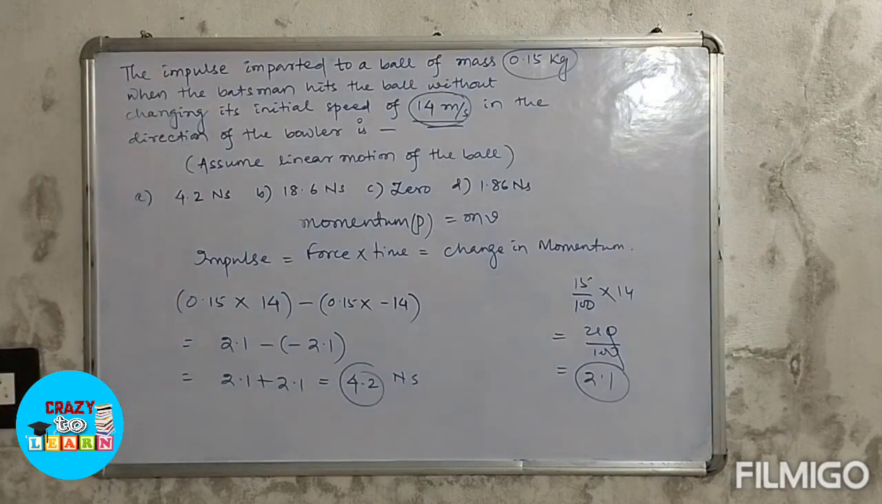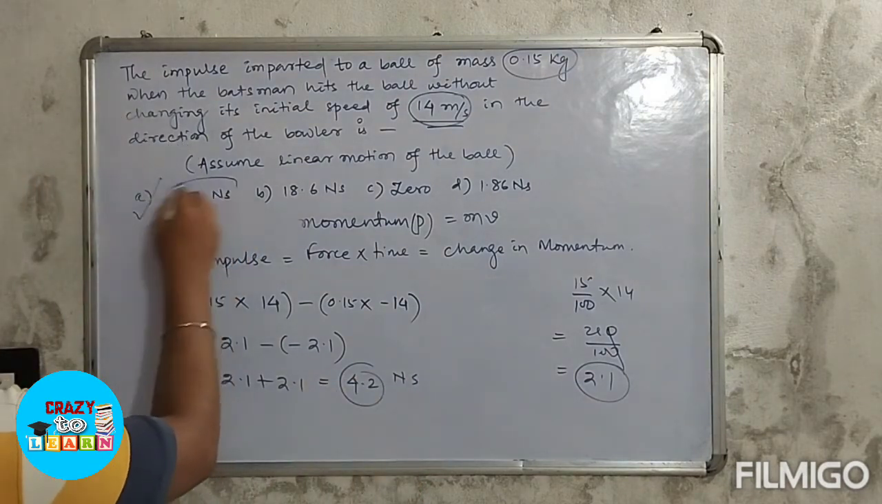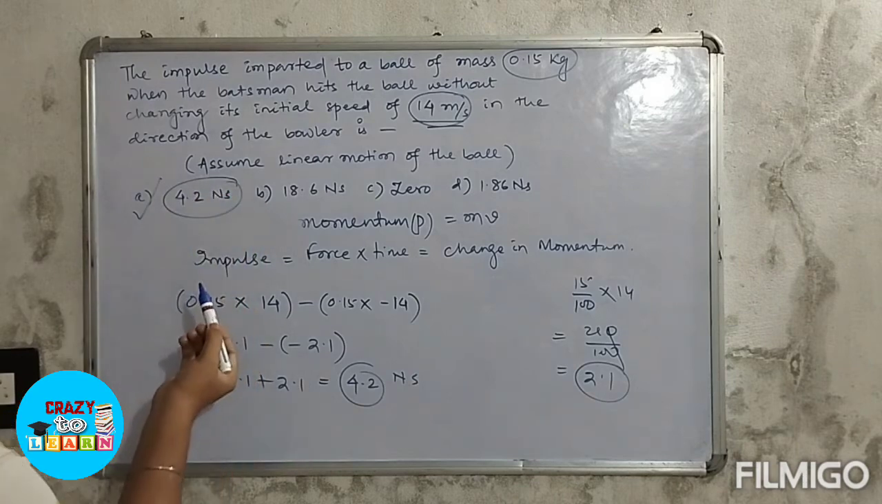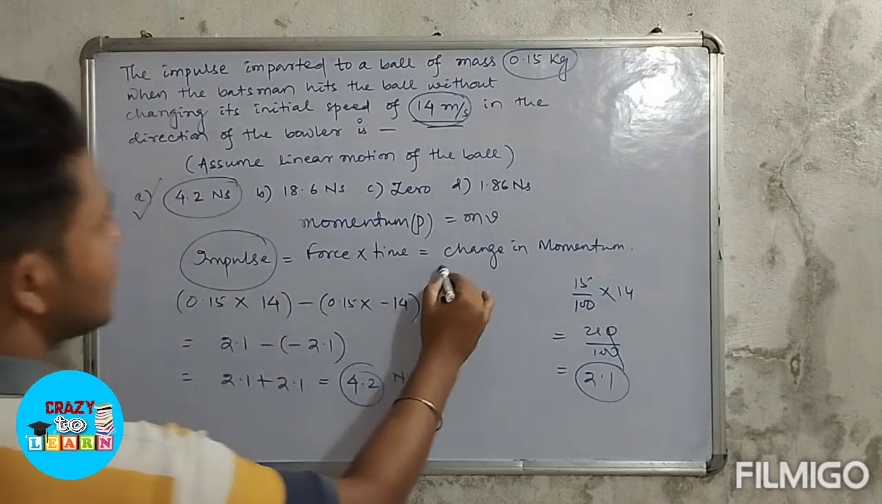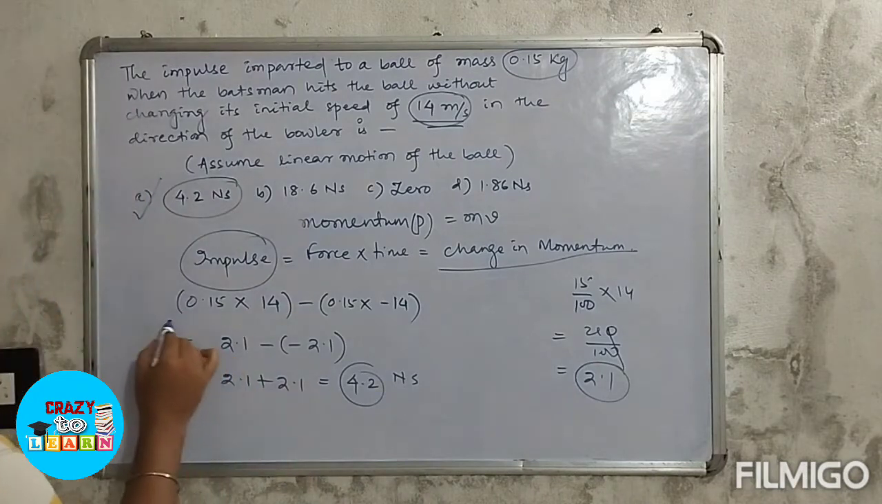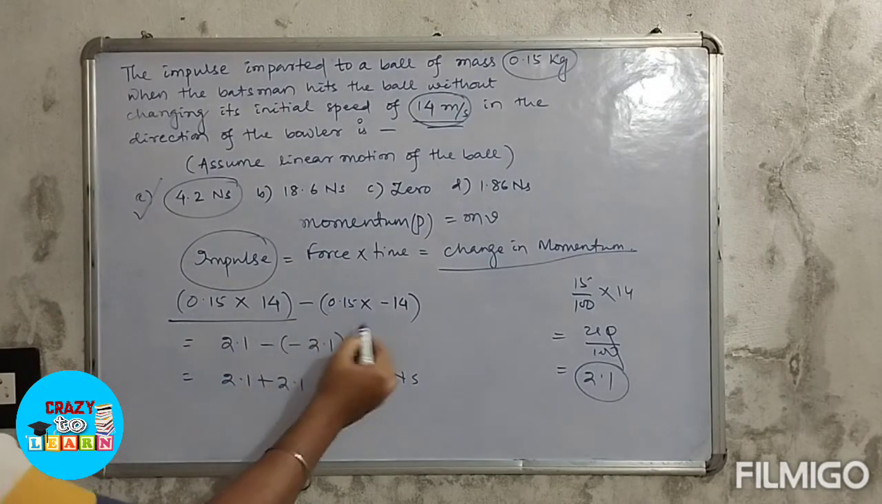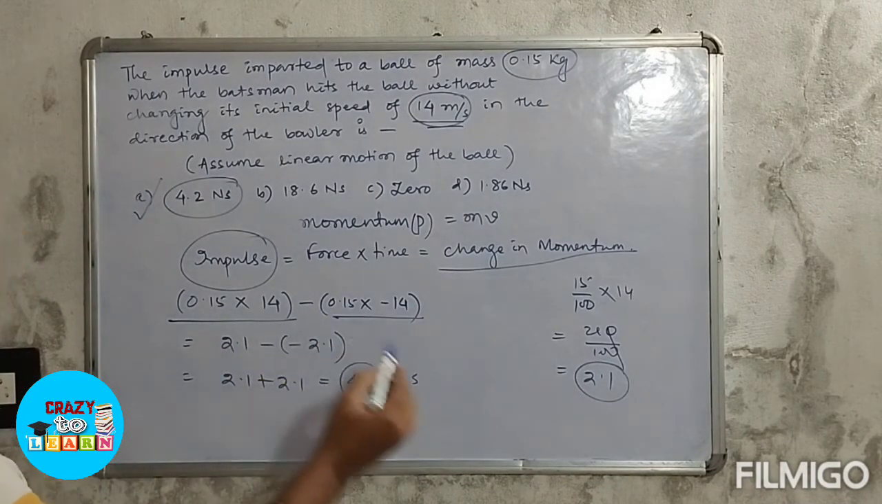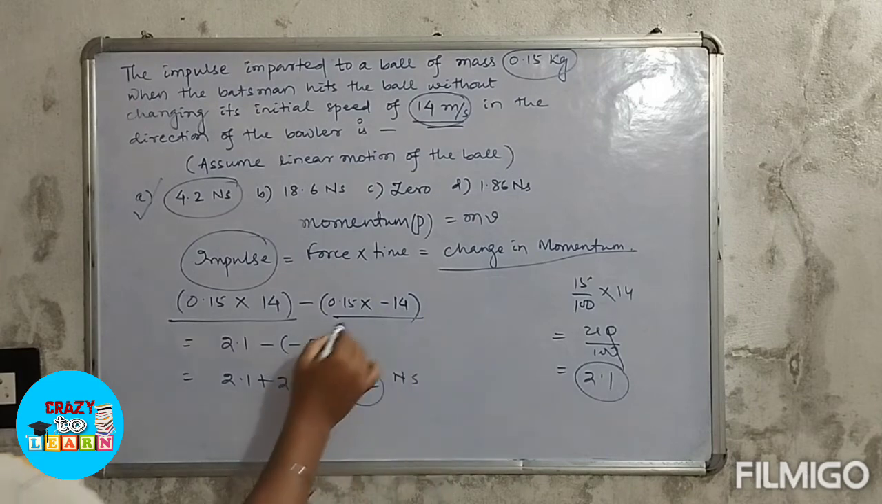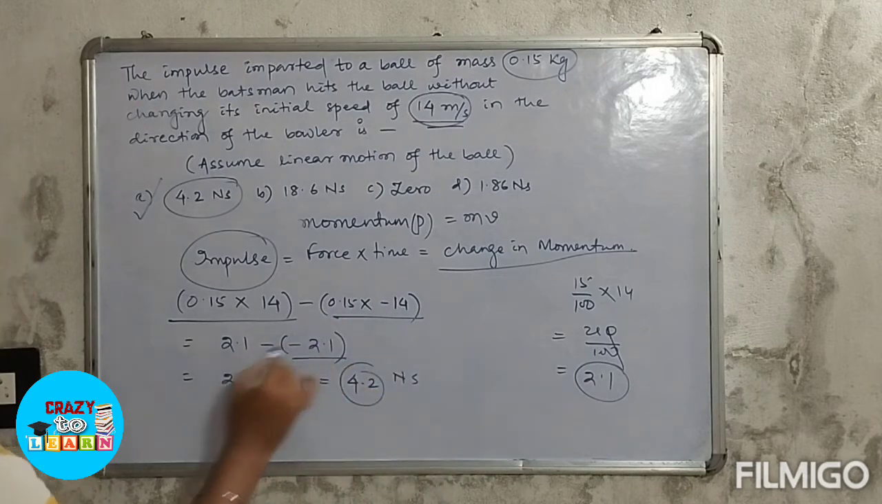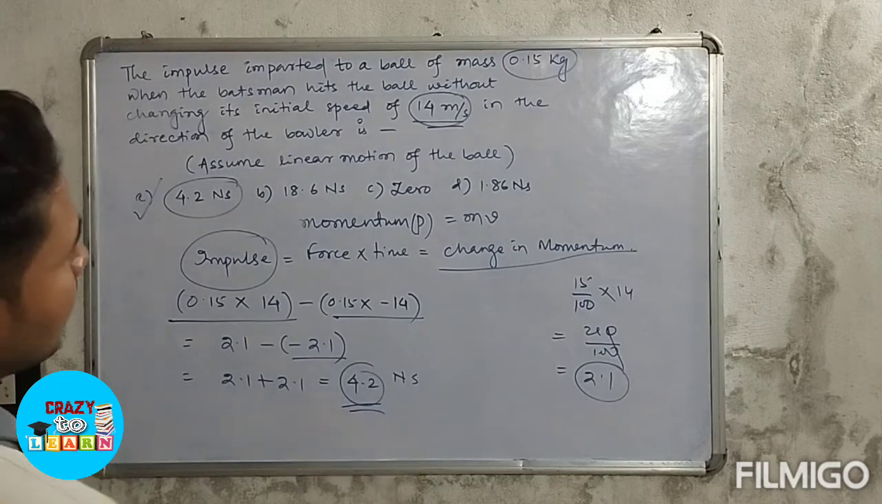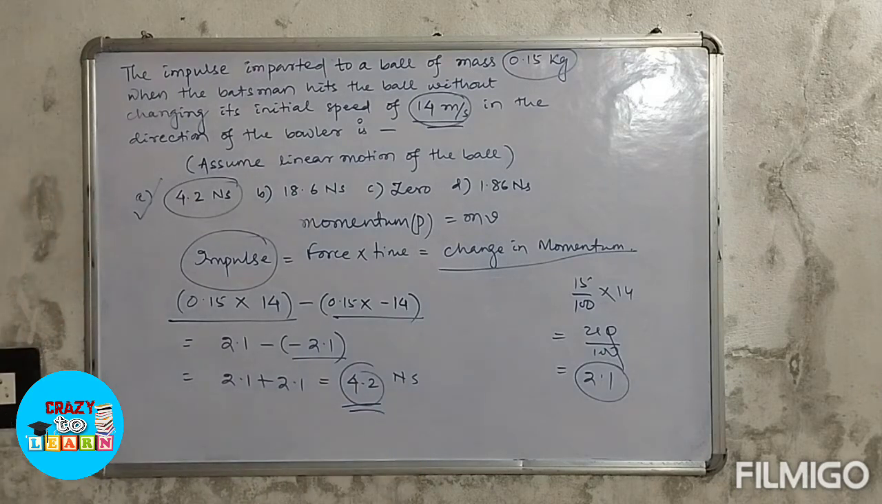Okay, so which is the correct answer? Option A is your correct answer. What is the impulse? The impulse is the change in momentum, and the final momentum is 2.1 and the initial momentum is 2.1. But velocity in opposite direction, so we will take it as negative. So minus minus plus, it will be 4.2 Newton second. Clear?